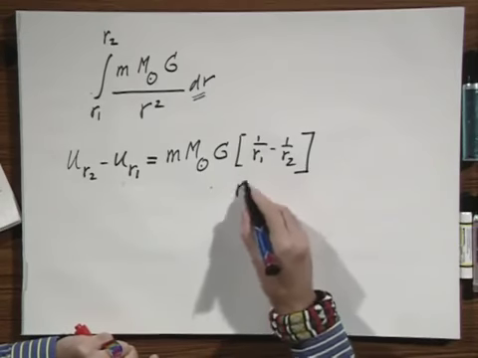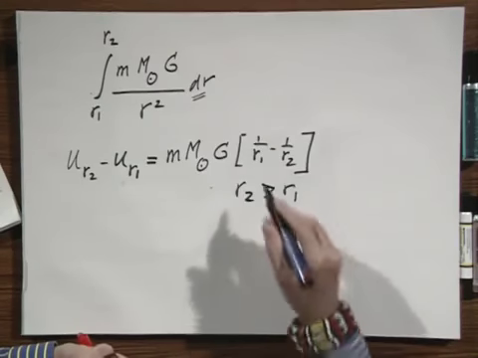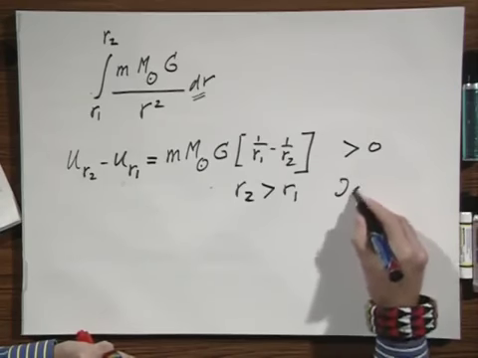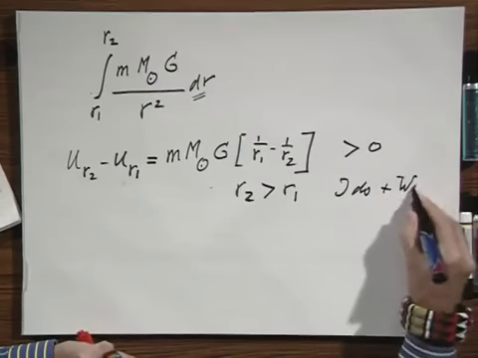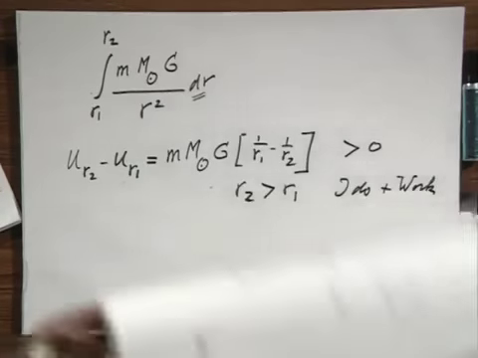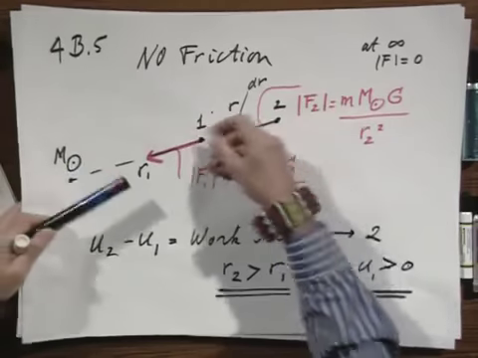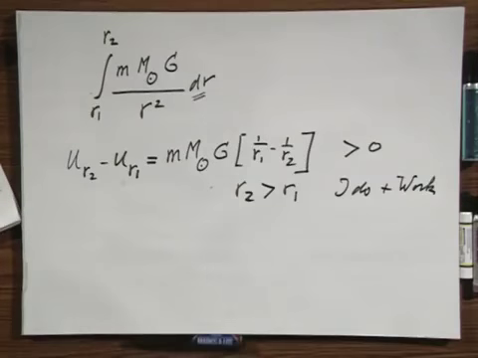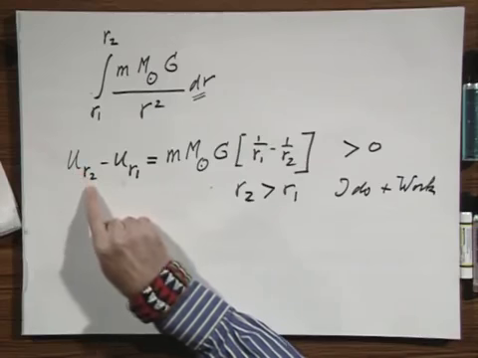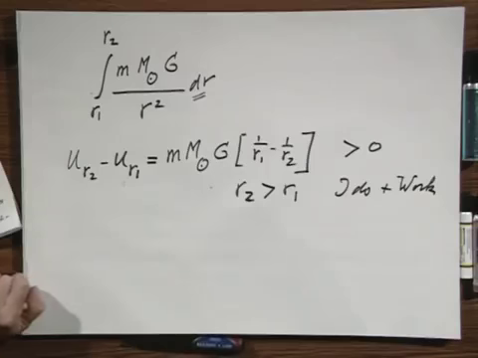Now, if r2 is larger than r1, which is the case here, then this whole thing is larger than 0, and I do positive work. That's immediately obvious, because as I move the object farther away from the sun, clearly I have to overcome the gravitational pull, so it is immediately obvious that I do positive work, and so the potential energy at location 2 is larger than the potential energy at location 1.